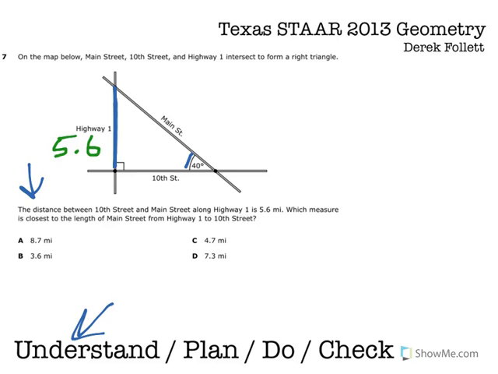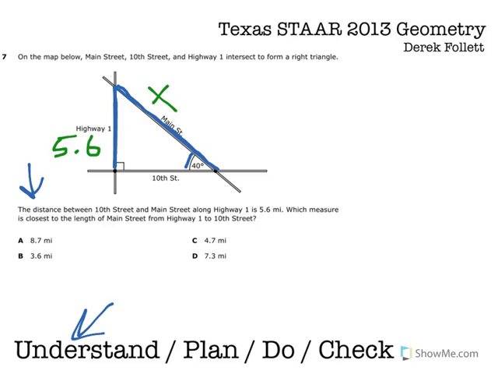And that one they give us is 5.6 miles. And then we're trying to find, it says, which measure is closest to the length of Main Street from Highway 1 to 10th Street. So if I go along Main Street from 1 to 10th, then I get this line. And that's what we're trying to find. So maybe let's call that one X.